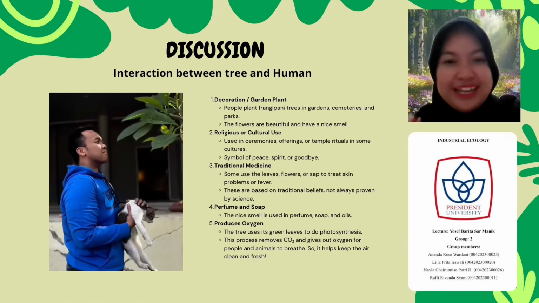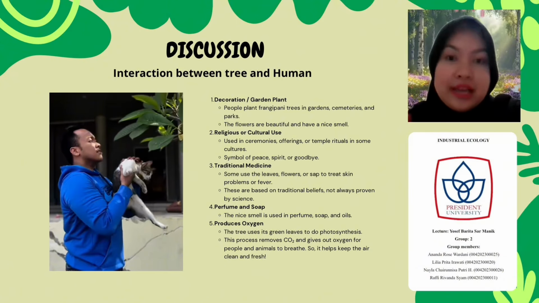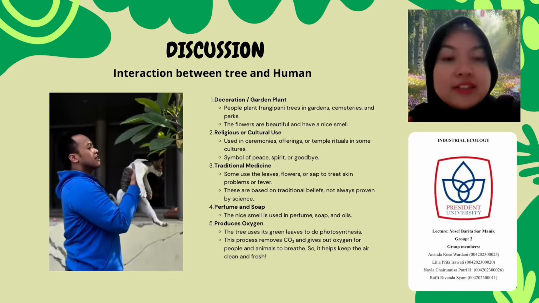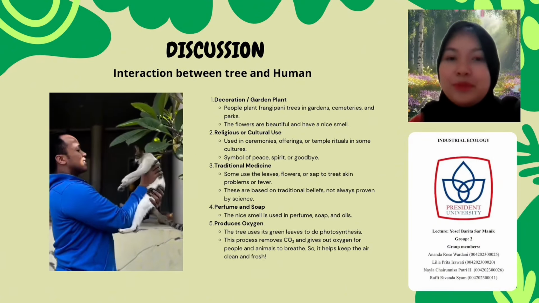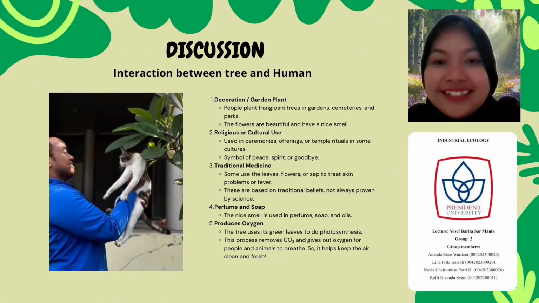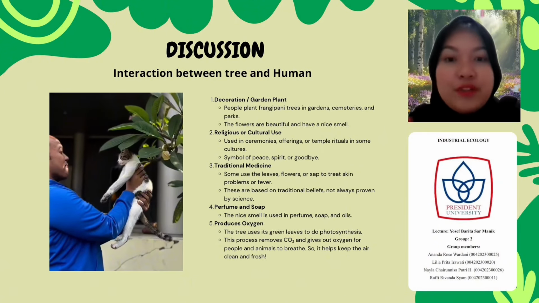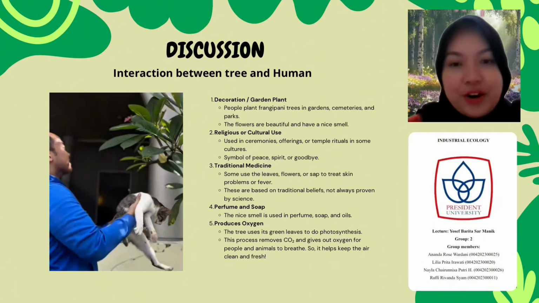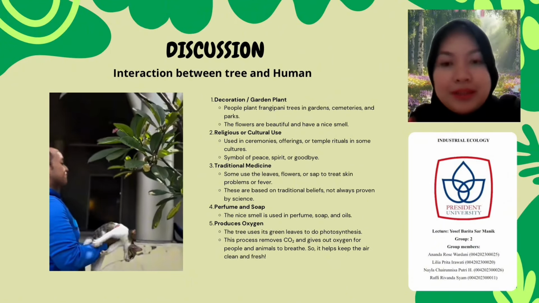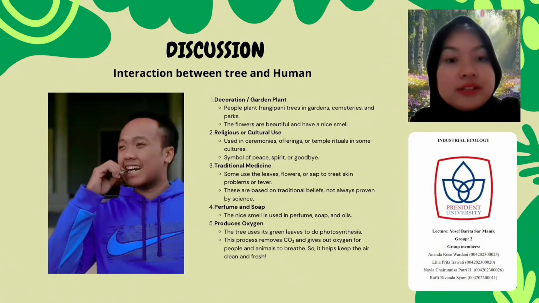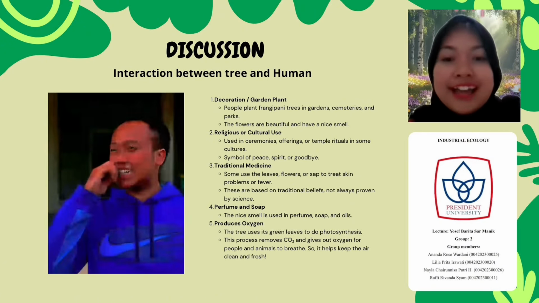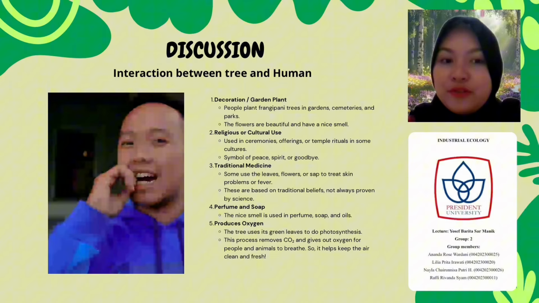Now, let's see how humans interact with the frangipani tree. First, decoration. People plant frangipani trees in parks, gardens, and cemeteries. The flowers are beautiful and the smell is nice. Next, religious or cultural use. The flowers are used in ceremonies and as a symbol of peace or farewell. Third, traditional medicine. Some people use the leaves, flowers, or sap to treat fever or skin problems. These are traditional uses but not always proven by science.